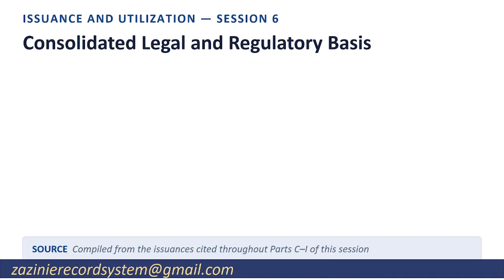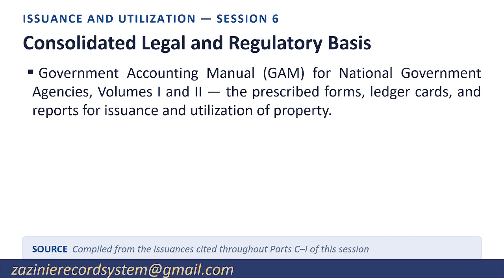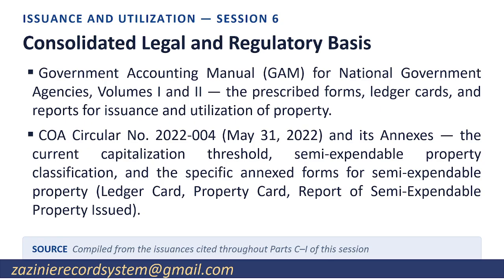Consolidated Legal and Regulatory Basis. Government Accounting Manual, GAM, for National Government Agencies, Volumes I and II. The prescribed forms, ledger cards, and reports for issuance and utilization of property. Commission on Audit Circular Number 2022-004, May 31, 2022, and its annexes, the current capitalization threshold, semi-expendable property classification, and the specific annexed forms for semi-expendable property, ledger card, property card, report of semi-expendable property issued.